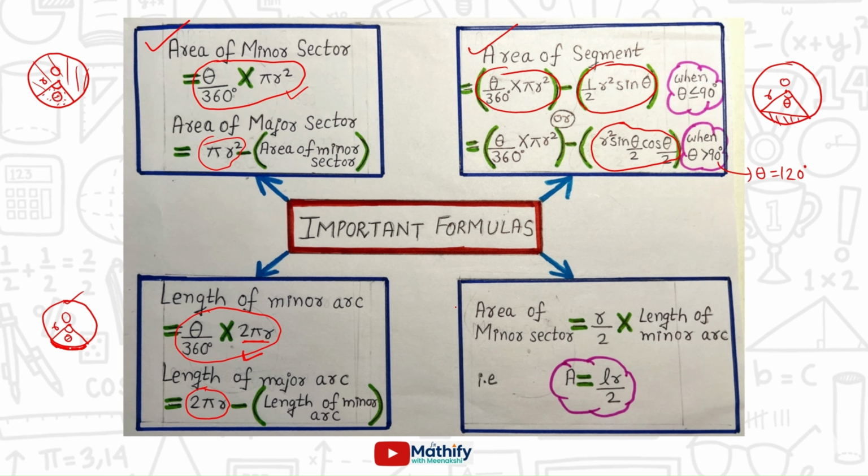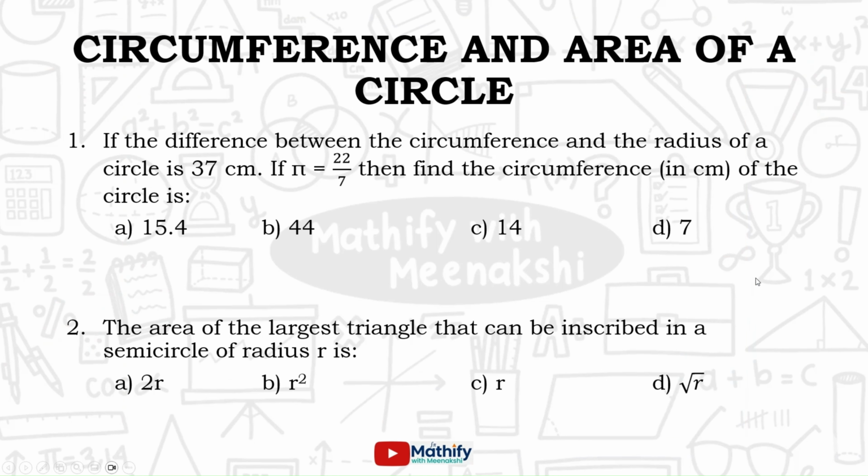Now let's move to last formula, but it's important that whenever you have to find either the area of minor sector or the length of minor arc, and one thing is given to you, you can directly use this relation that your area of sector is equal to length of arc into radius divided by 2. Now let's move to questions.